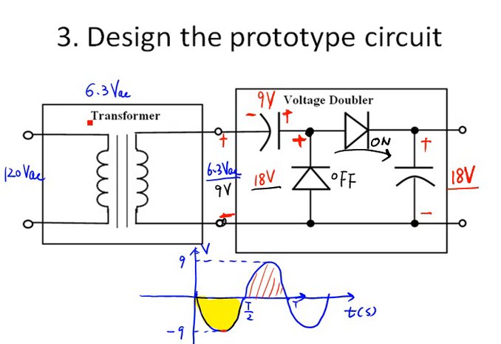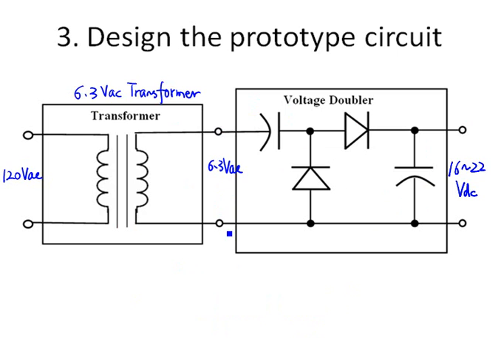So in this design, we need a 6.3 volts transformer, and we need a voltage doubler to convert the 6.3 volts AC voltage to 18 volts DC. So let's design the prototype circuit.